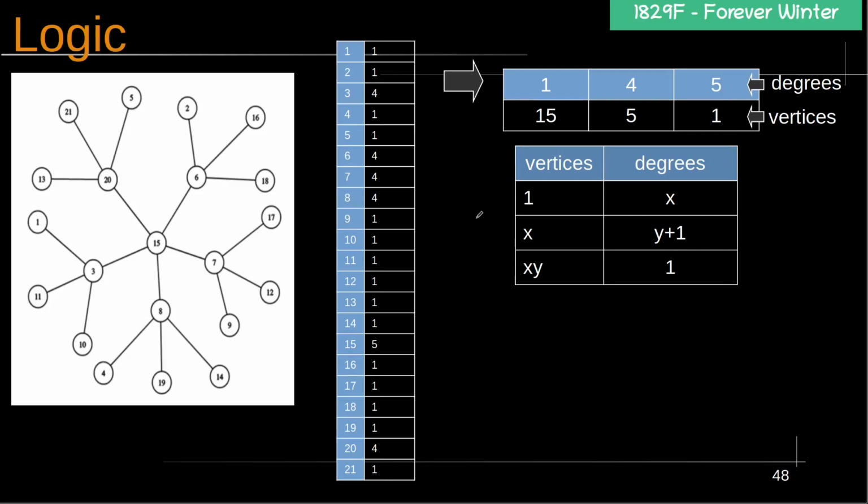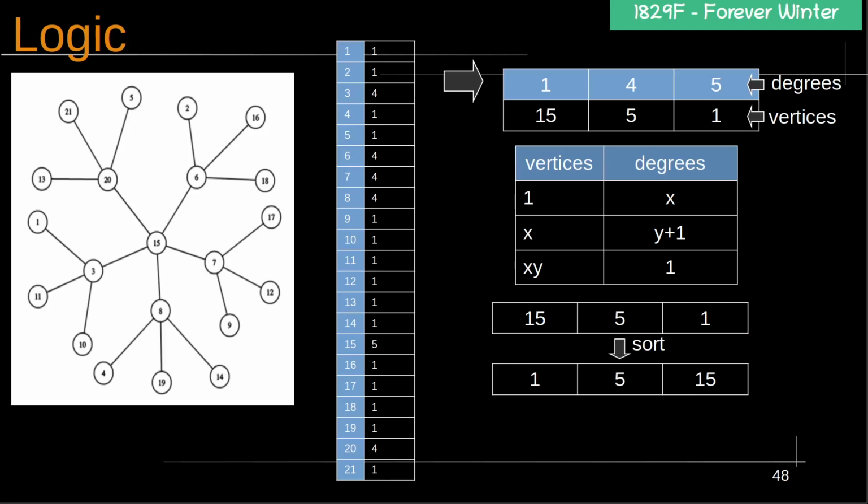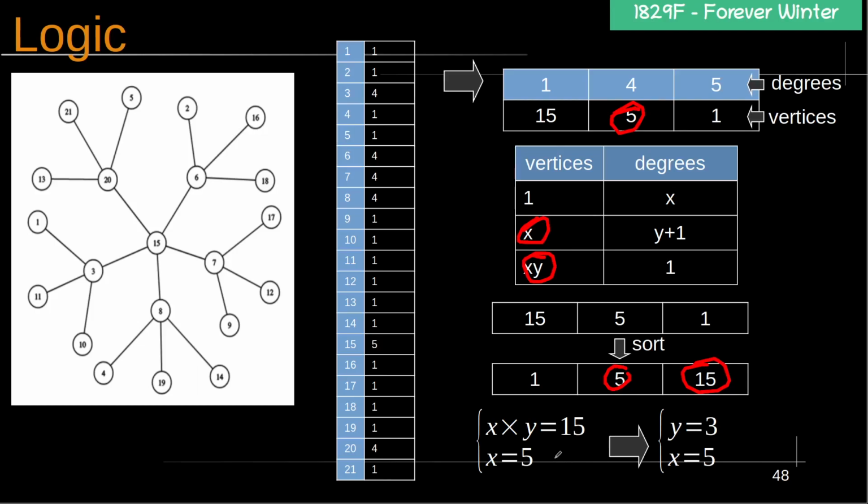So we can say that we can take only the number of vertices now, 15, 5, 1, which means xy, x, 1. We have to sort it to be sure that we have 1 at the beginning, x in the middle, and xy at the end. Okay, and we can now compute x and y. We know that x is equal to 5. This is our x. Okay, and because we have x times y is equal to 15, we can compute y. It will be equal to 3.